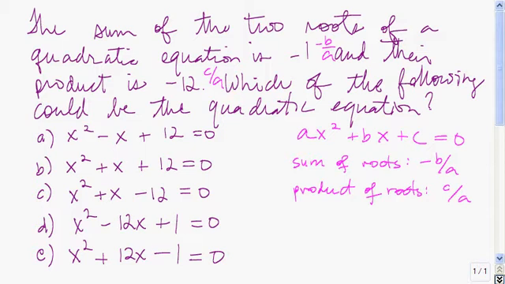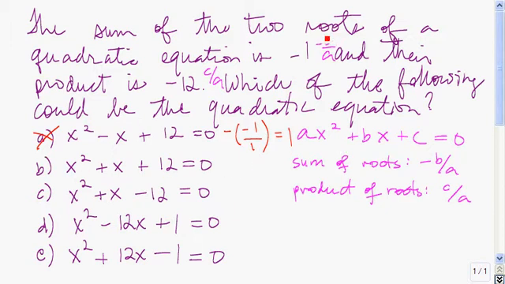So let's take a look at the first one. If we do -b divided by a, we get negative, b is -1, a is 1, so we get -1 over -1, and that's going to be +1. Okay, so I know a is out because I needed to get -1 as that answer. Let me go to b here.